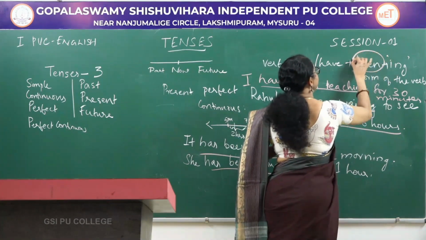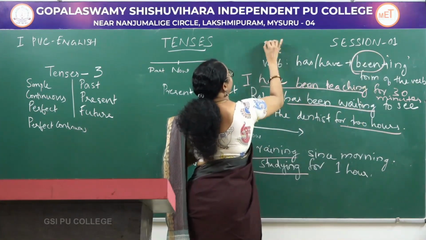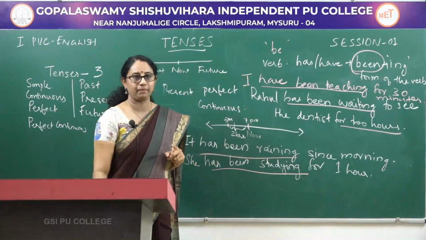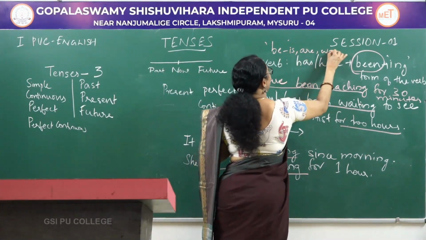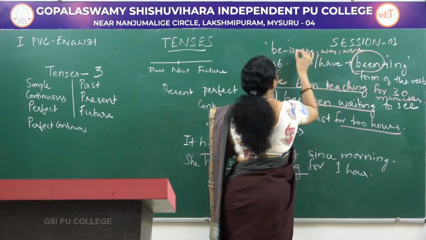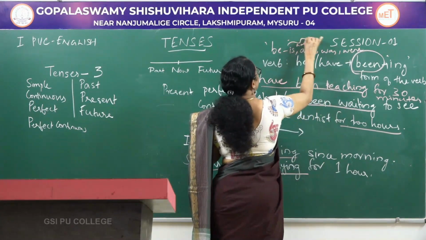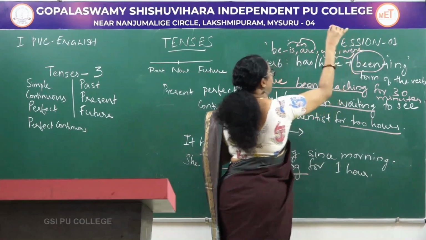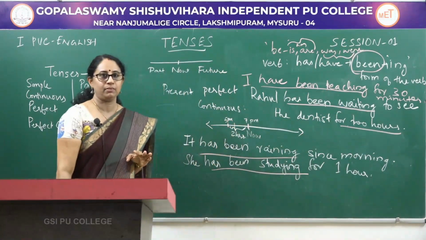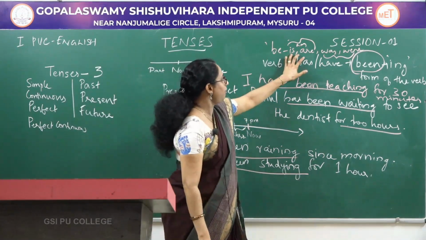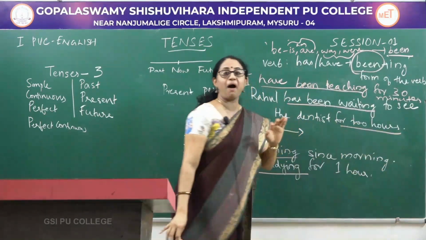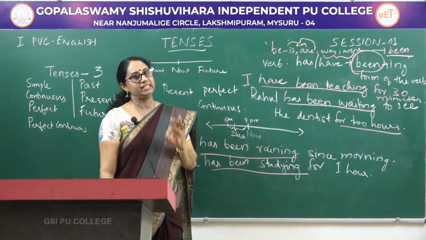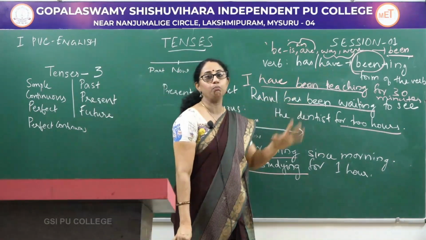Been is the past participle form of the verb be. Which are the present tense forms of be? Is, are, and am. So, these are the 3 present tense forms, and these are the past forms of be. Okay, so present tense forms, past tense forms, and its past participle form is mentioned by using the term been.